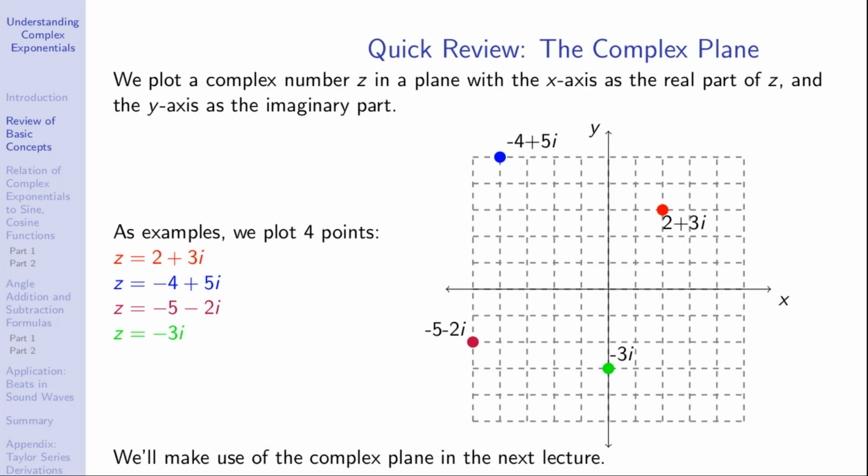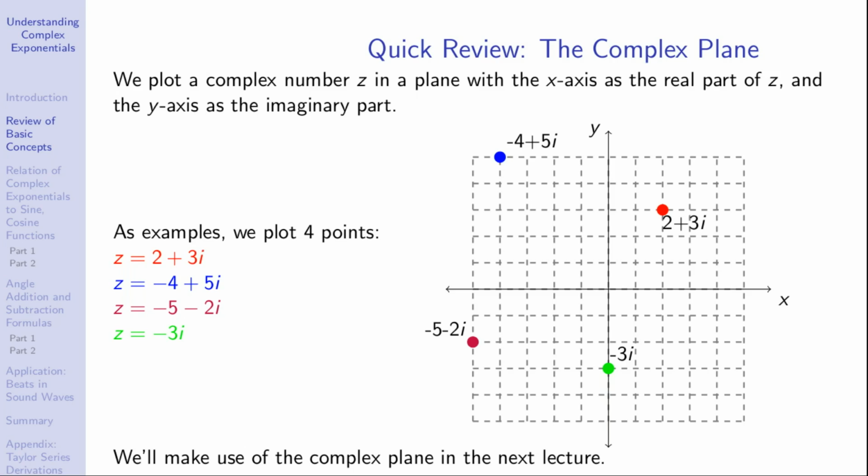Okay, next, the complex plane. We plot a complex number z in a plane with the x-axis as the real part of z and the y-axis as the imaginary part of z. Let's give 4 examples. First, let's look at the red dot. This is at z equals 2 plus 3i. So we can see that it is plotted at x equals 2 and y equals 3.